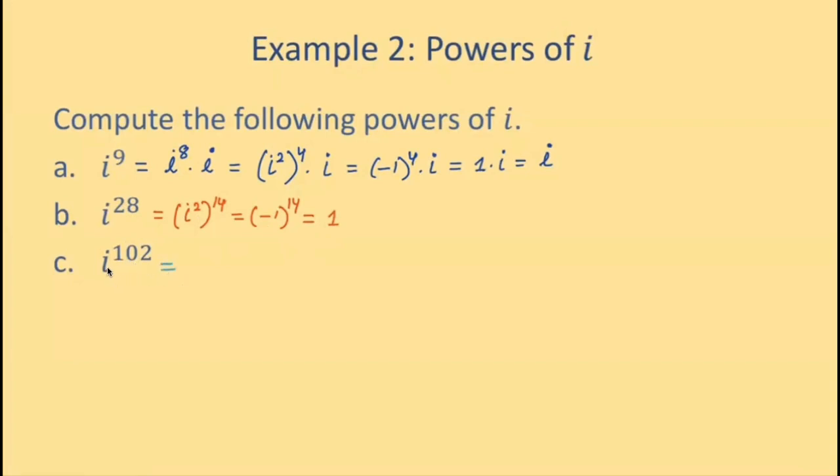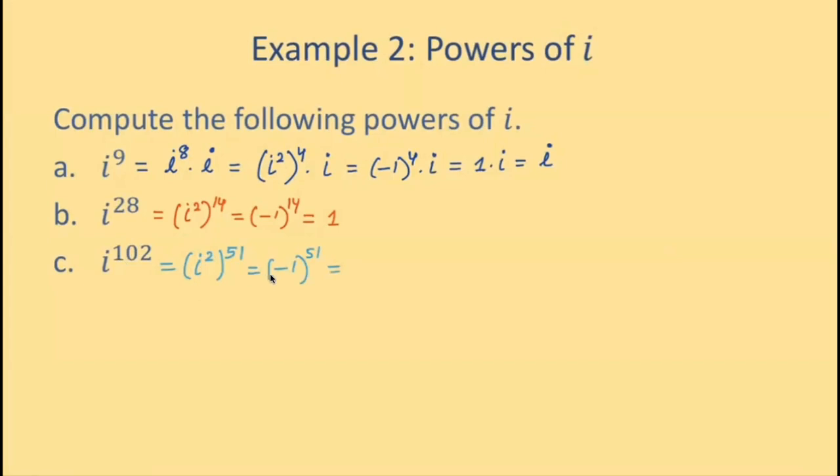So I can write i to the 102 as i squared to the 51 power, because 2 times 51 is 102. Now, we know this quantity inside the parenthesis, i squared. Just like here I have i squared, here I have i squared. See the pattern there. i squared, that's -1, raised to the power 51.